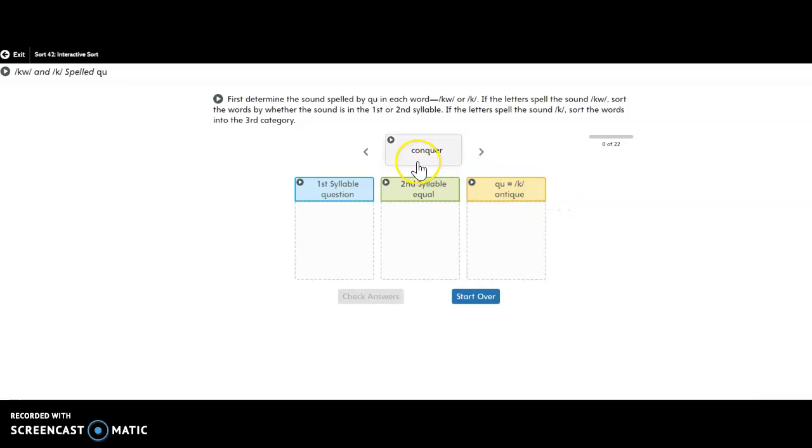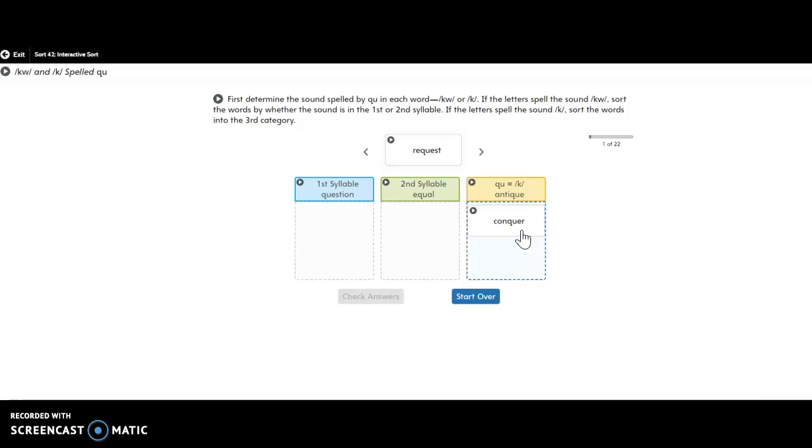The first word is conquer. Conquer. When you hear this word, do you hear the QU making the qu or just k? The QU is definitely not in the first syllable, so we can rule that out. And to my ear, the QU sounds more like a k. So we're going to try it in that third category.